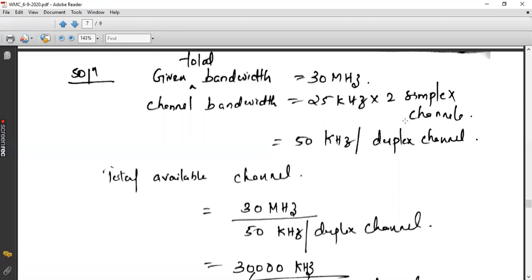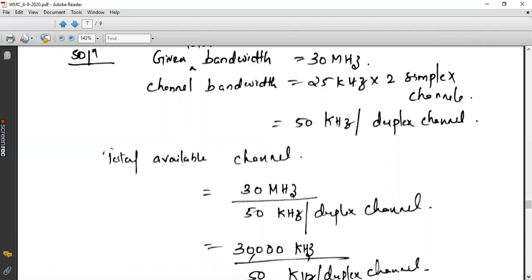So with regard to this particular constraint, what will be the total number of available channels with us? Because the total available bandwidth is 30 megahertz. Out of 30 megahertz, we are dividing this for each and every channel. So for one duplex channel, available bandwidth is 50 kilohertz, whereas the total bandwidth is 30 megahertz. So the number of channels can be computed by just dividing this 30 megahertz by 50 kilohertz per duplex channel.